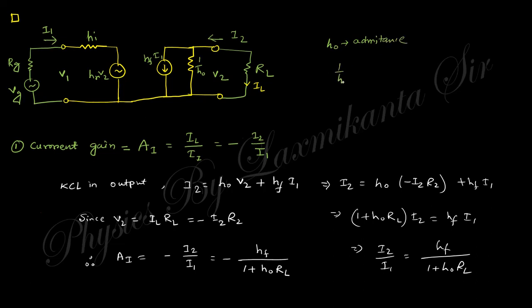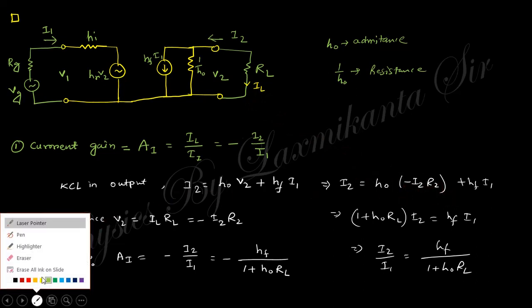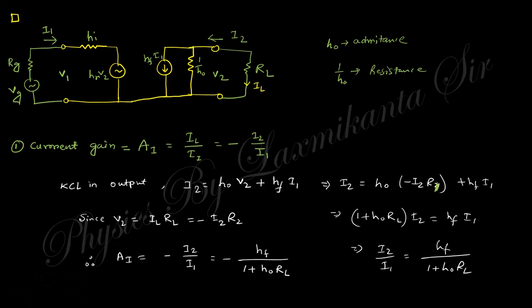Okay, 1 by H naught is the resistance; H naught is actually the output admittance. Clear? So this is current, this is current. Added, these two currents will give I2. So from here I2 equals this thing, because V2 is nothing but minus I2 RL. This is RL. This is actually RL.